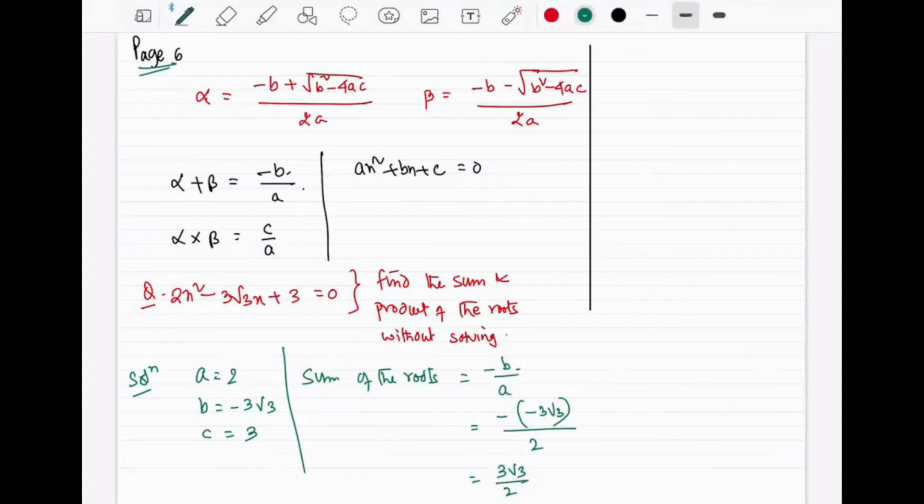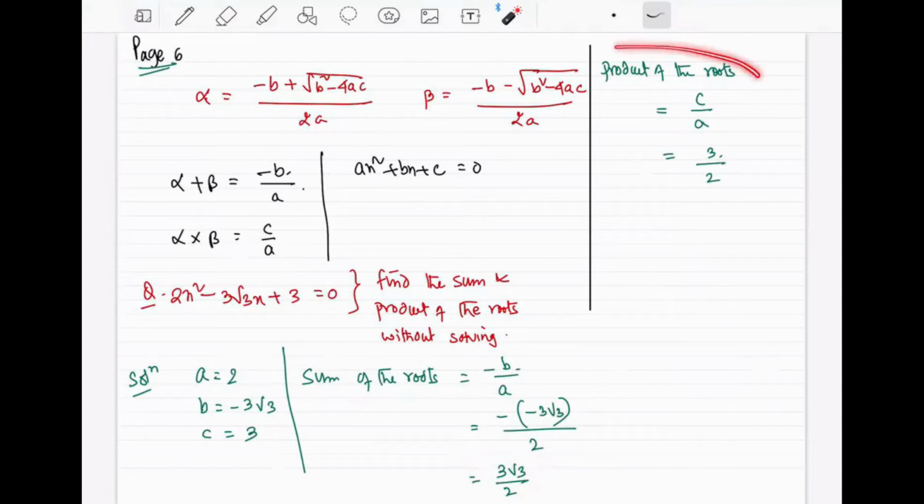Let's find out the product of the roots. What will it be? It's c by a. We already know the formula. It's very easy. So c is 3, a is 2. No further cancellation is possible between the numerator and denominator. So for this particular equation, the sum of the roots is this value and the product of the roots is this value. Both of them we found using the formulas minus b by a and c by a. From exercise 5.1, when you go to your textbook, open exercise 5.1, question number 5.